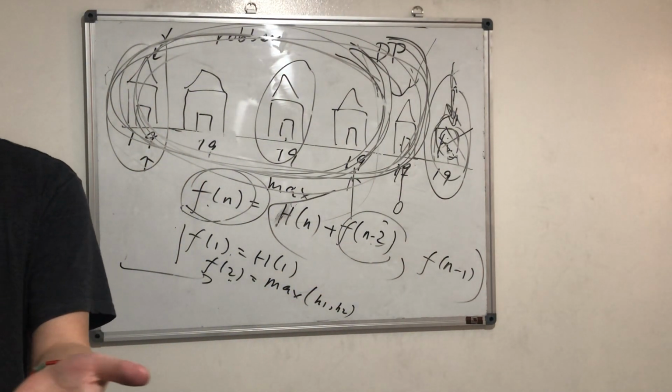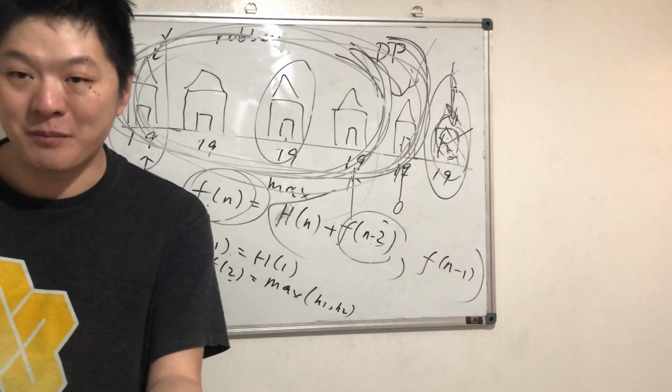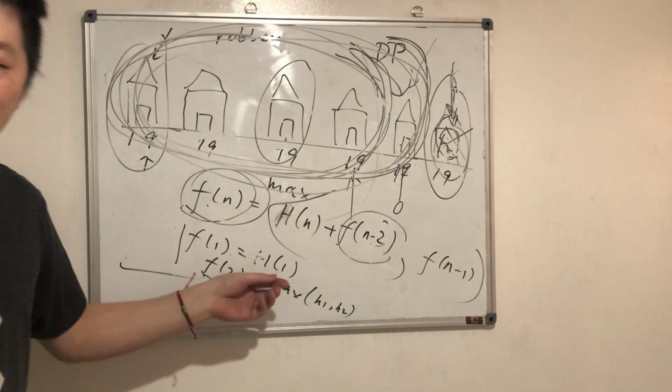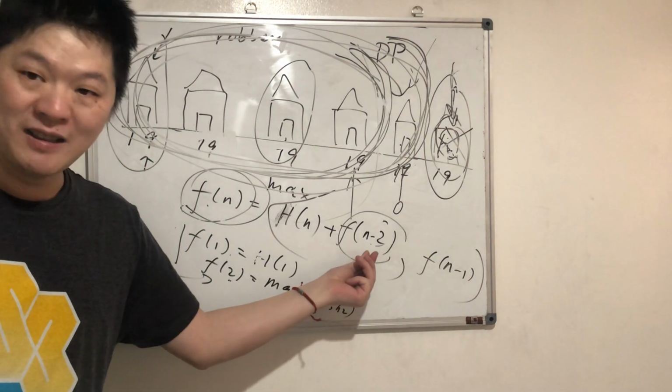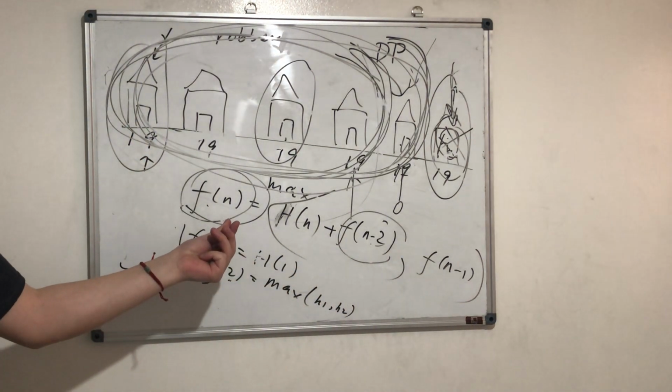So this looks similar to a Fibonacci number, except that this is slightly different. We need to add the value. The values of the houses are known. Got it? Does it make sense?